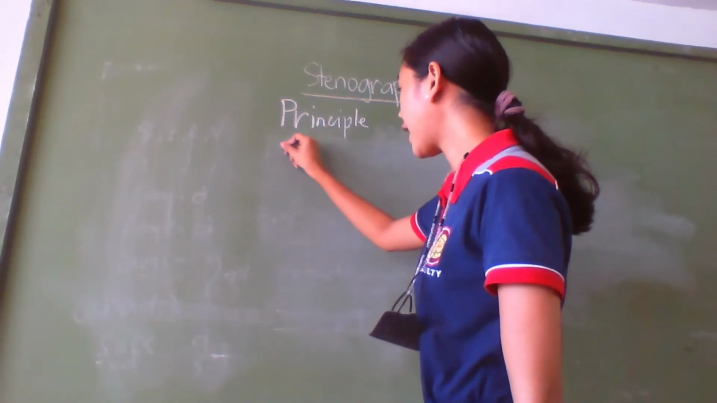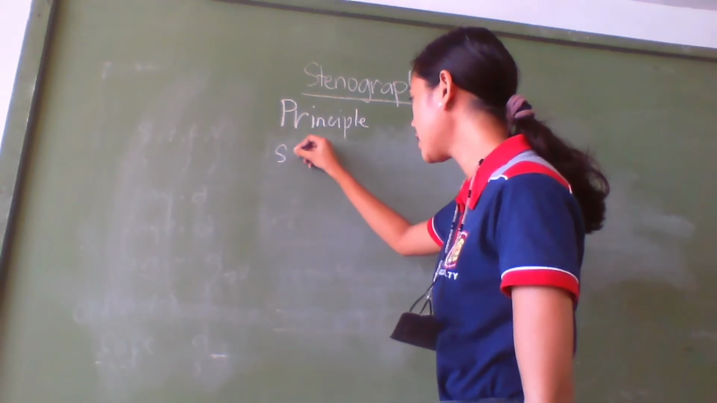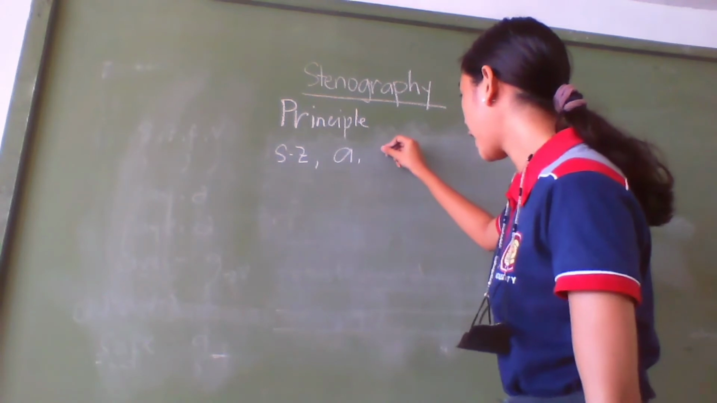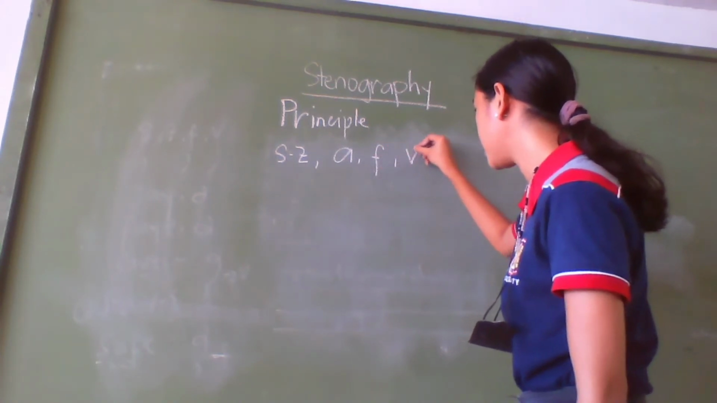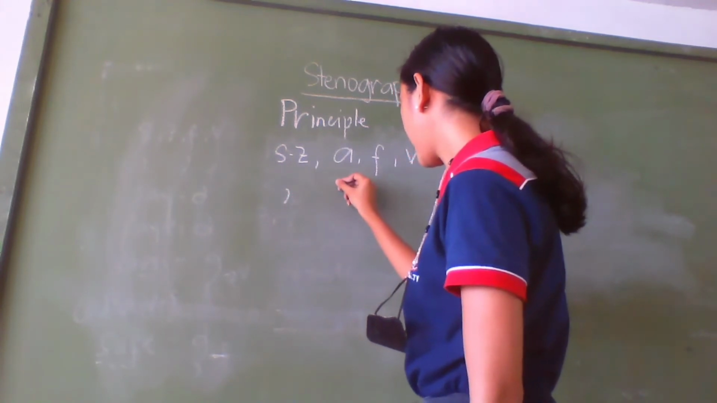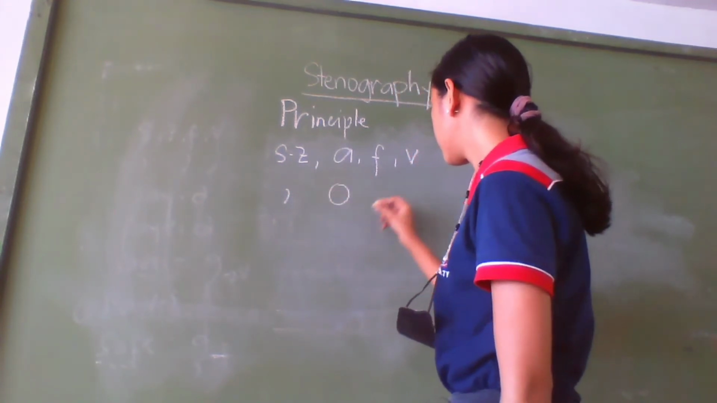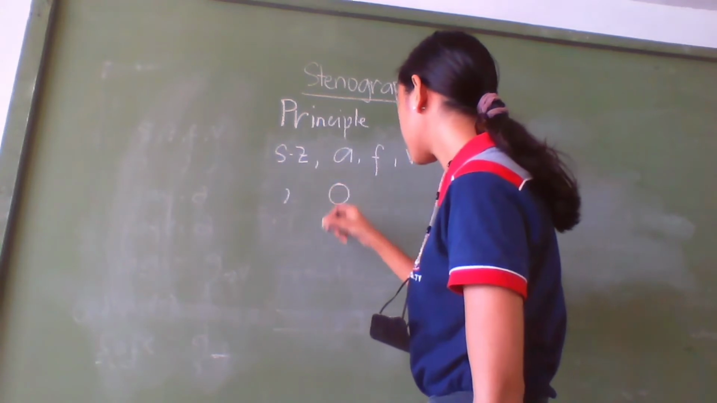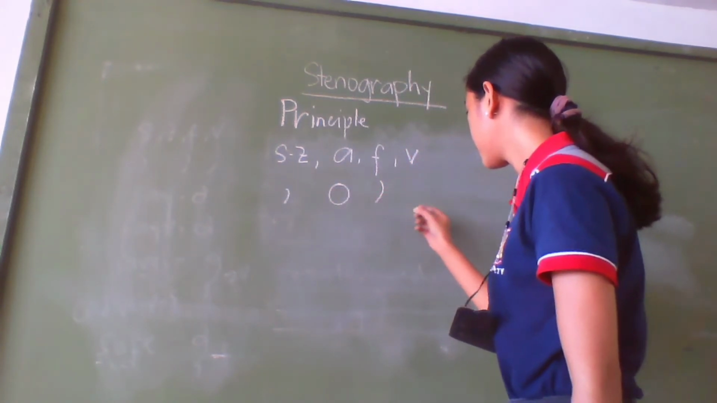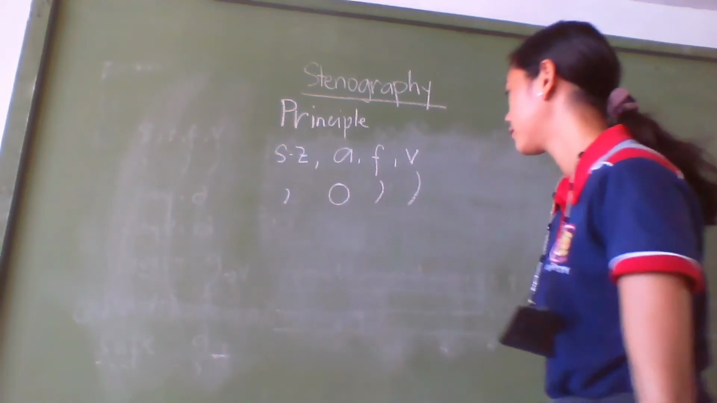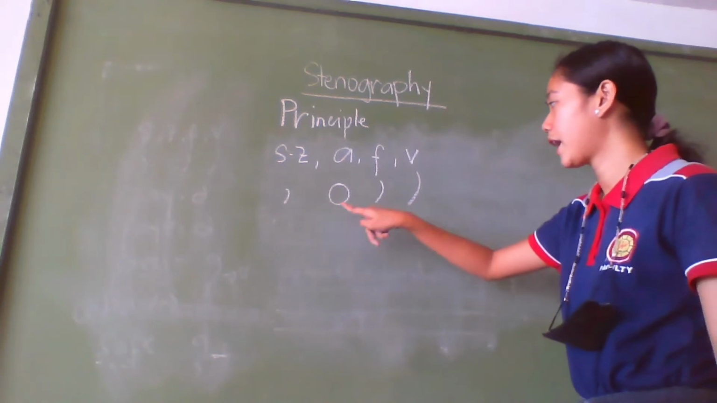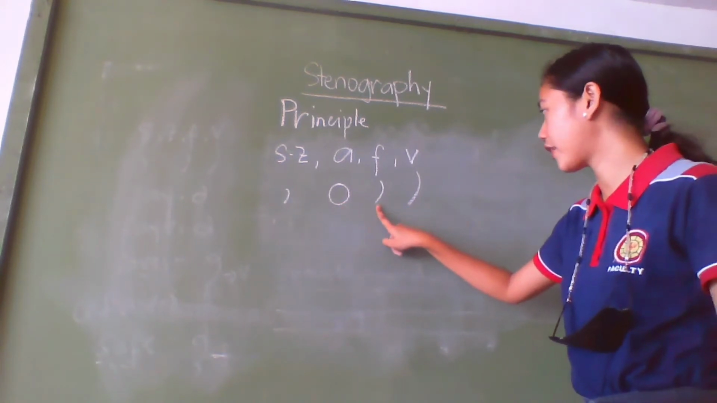Ano na yun? S, we have S or Z, A, F, and letter V. So, S, A, kailangan circle talaga siya. F, and letter V. Okay. Letter S, A, F, and letter V.